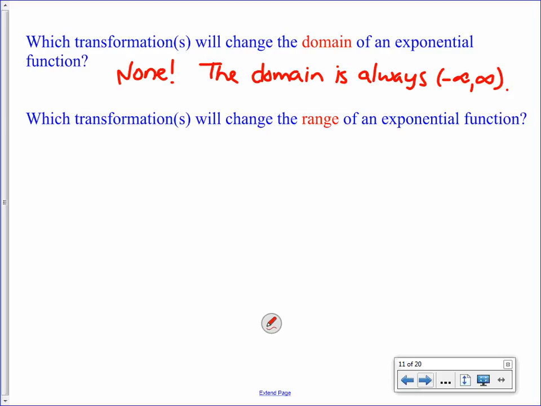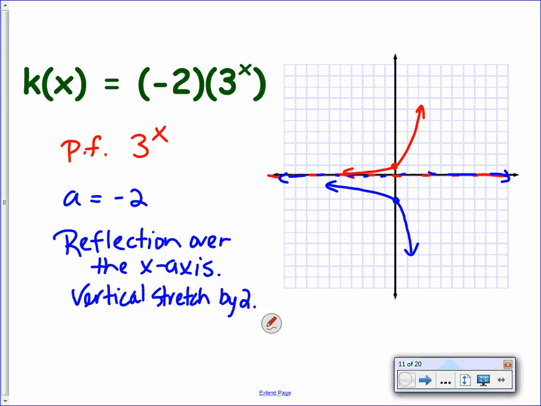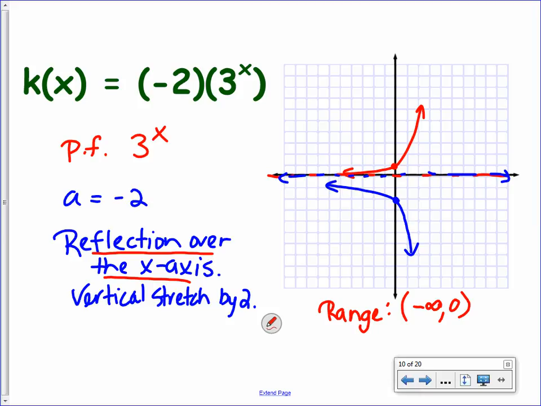Which transformations will change the range of an exponential function? Well, remember for the parent graph, the range is 0 to infinity. Let's look back at some of our graphs. Here, because we reflected the graph over the x-axis, instead of the range being 0 to infinity, the range this time is negative infinity to 0. So anytime you reflect over the x-axis, that's also going to change the range.